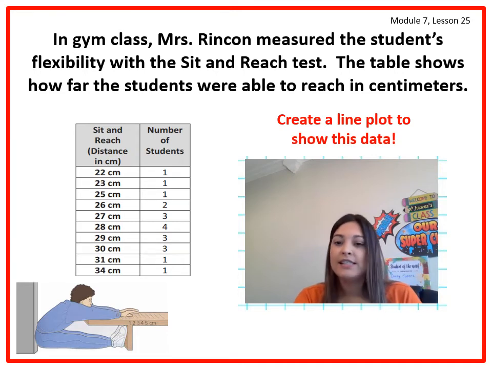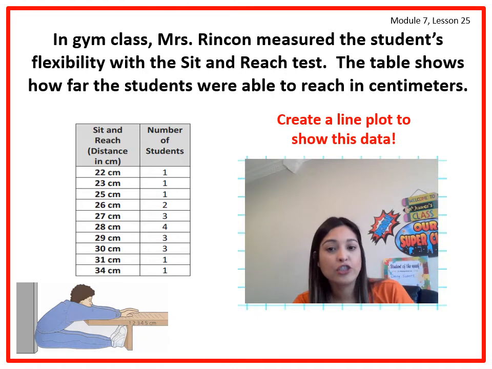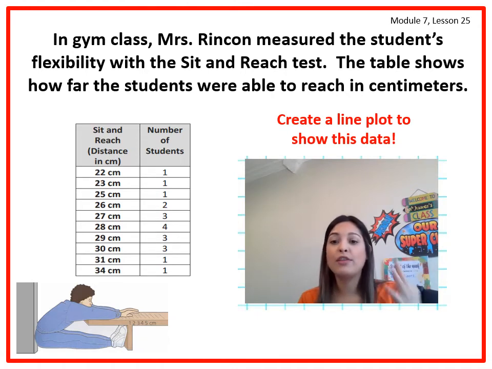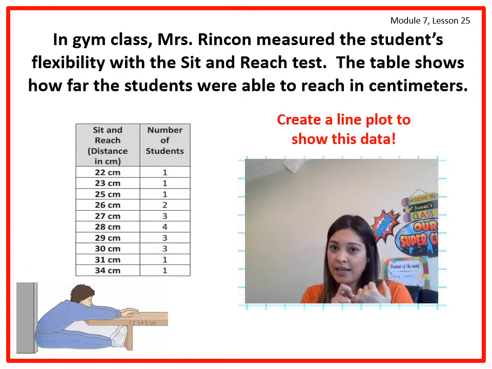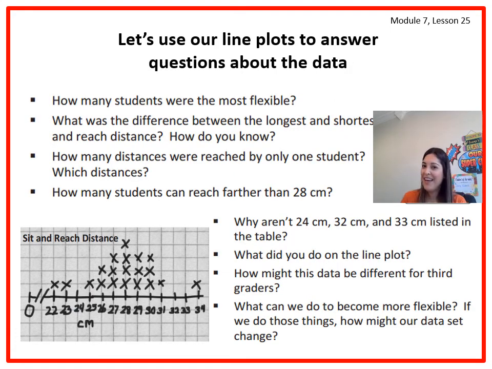Now, this is the you do. So I want you to create a line plot to show this data. Now remember the 3 things your line plot needs to have: the number line, the title, and the unit you're measuring in at the bottom. So in this case, it'd be centimeters, so you put centimeters at the bottom. You're going to pause the video, do your whole line plot by yourself, and then come back when you're ready to answer some questions. Welcome back.